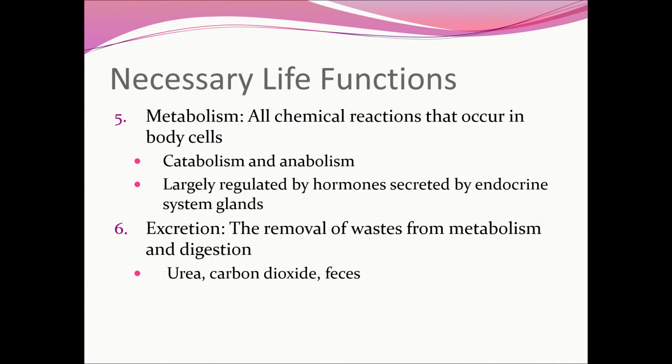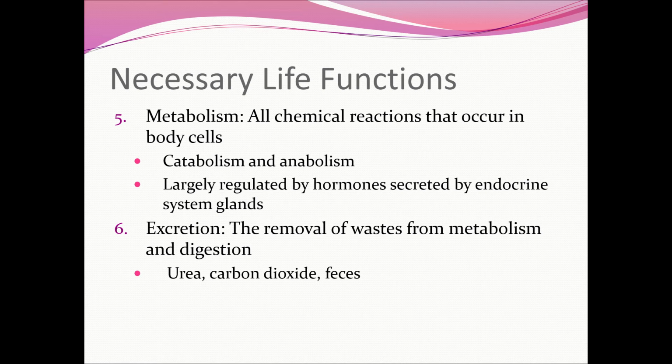The fifth life function is metabolism, which is the chemical reactions that occur in the body cells. They include catabolism and anabolism. In catabolic reactions, substances are broken down into smaller units, such as in digestion. In anabolism, substances are built from smaller units into larger units, such as building muscle and bone during growth and development. Metabolism is largely regulated by hormones secreted by endocrine system glands.